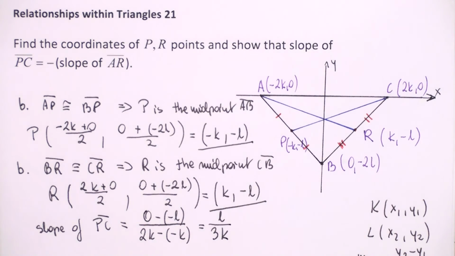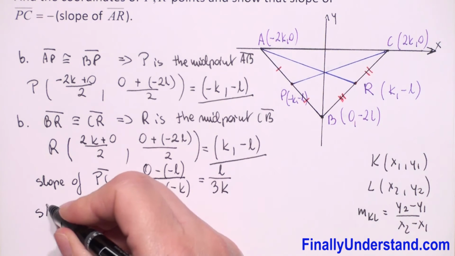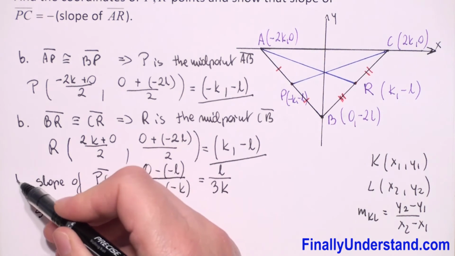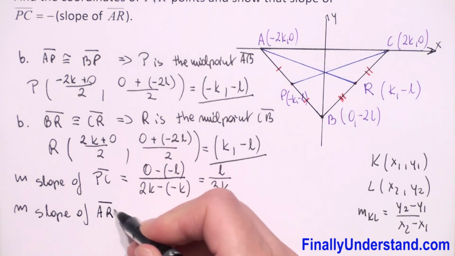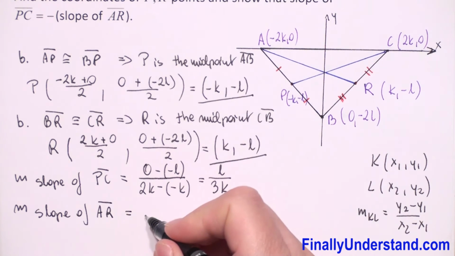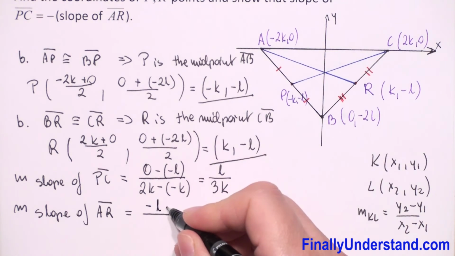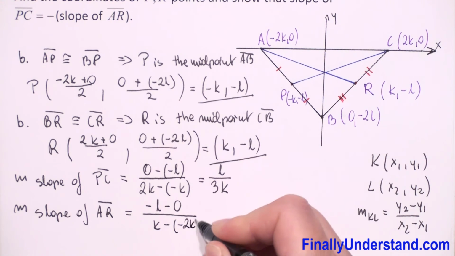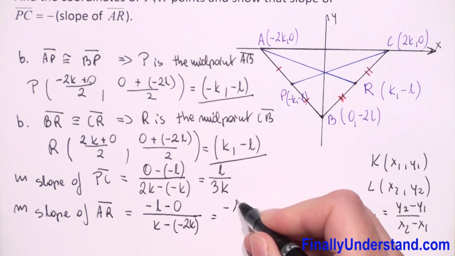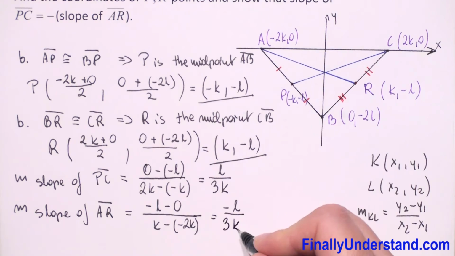Next, we will find the slope of AR segment. M is the slope of AR segment. So this is equal to, we will use the same formula. So first we have to subtract in the numerator the y coordinates. R is the last. So we have negative L minus 0 over k minus negative 2k. So this is equal to negative L over, negative and negative give me positive, so we have 3k.